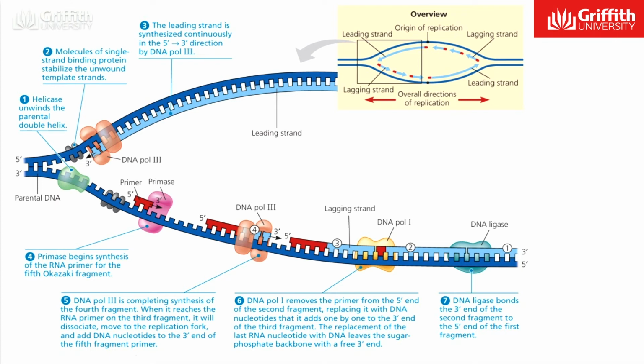The other DNA strand that's synthesized away from the replication fork is called the lagging strand. This occurs because DNA synthesis must proceed in the 5' to 3' direction. The lagging strand also starts when primase synthesizes a primer for DNA polymerase III to add free nucleotide bases to the 3' end of the primer.